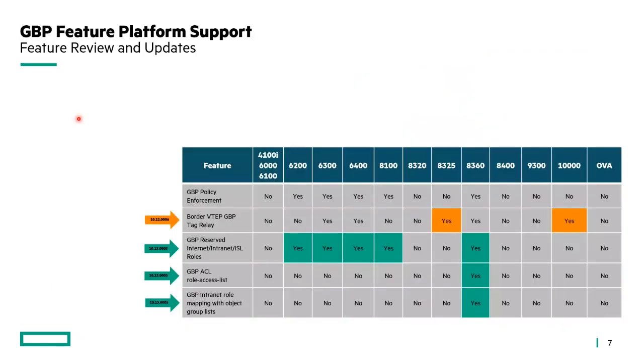For the platform feature support, what we've added, and this is a review also, with 10.12, we have the 8325 and the 10K, where we added support for GBP tag relay. This is relay only, where the VTEP needs to be able to transport the GBP tag but not affect policy enforcement decisions. This is what we added with 10.12, and that mirrors the support that we had previously with the 8360.